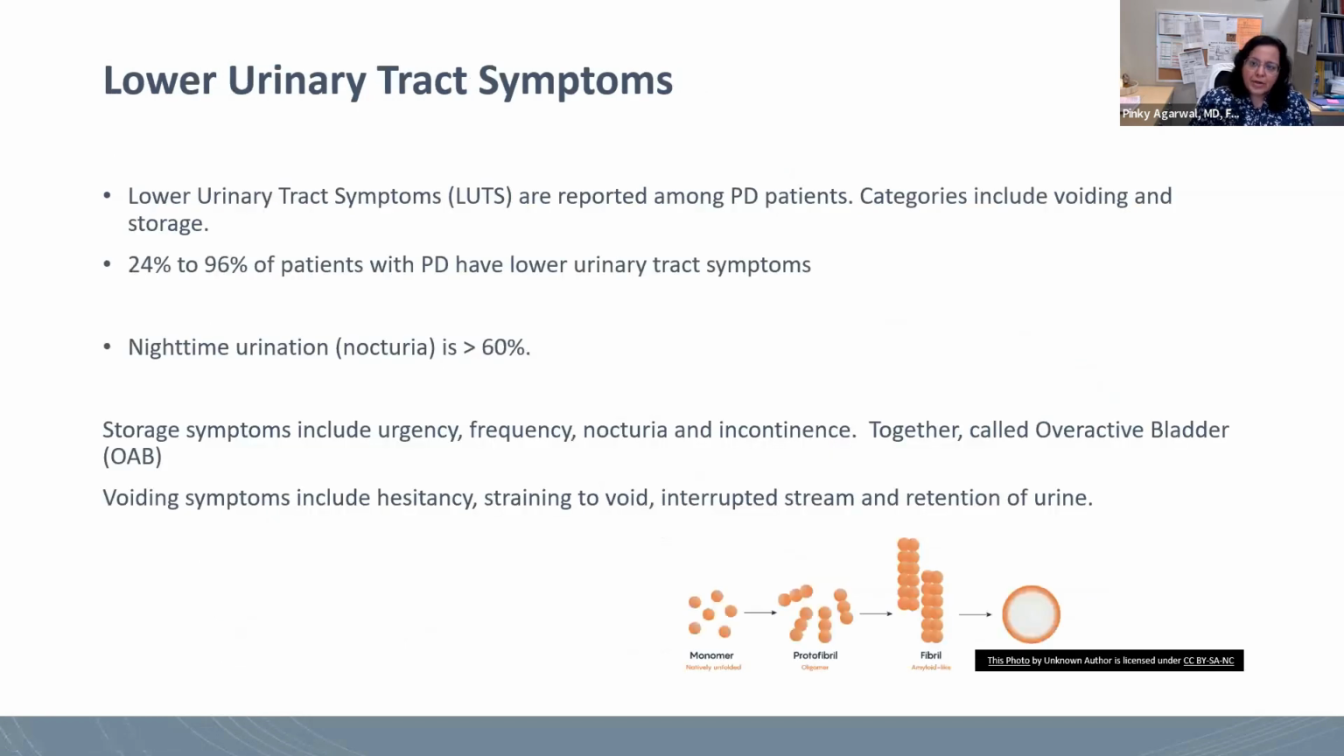Now, lower urinary tract symptoms, for short called LUTS, are reported amongst Parkinson's patients, and they include two categories. One is trouble with voiding, and the other one is trouble with storage. Almost 24% to up to 96% of patients with Parkinson's will have lower urinary tract symptoms. And more than 60% of patients with Parkinson's will notice that they have to get up in the middle of the night to use the restroom.